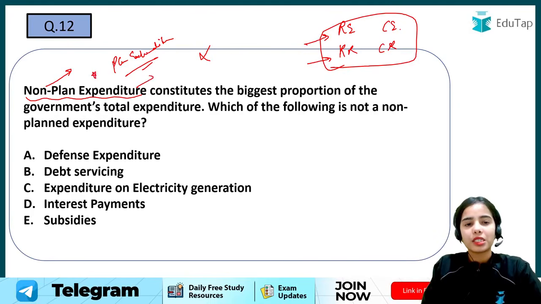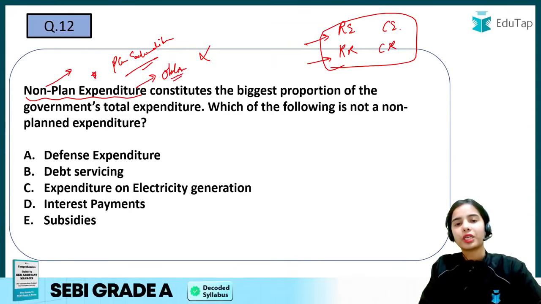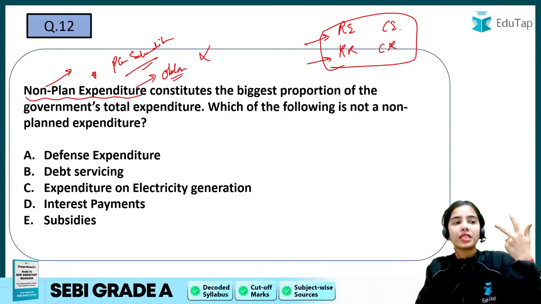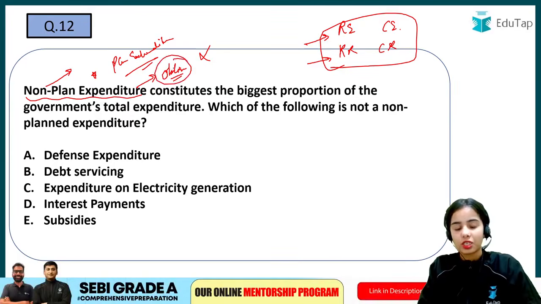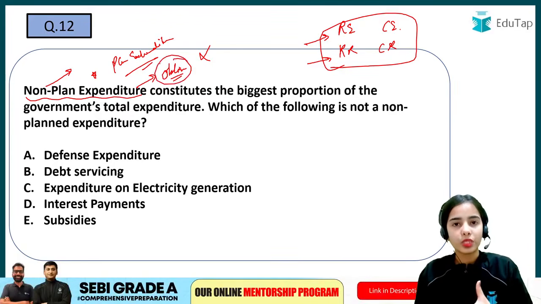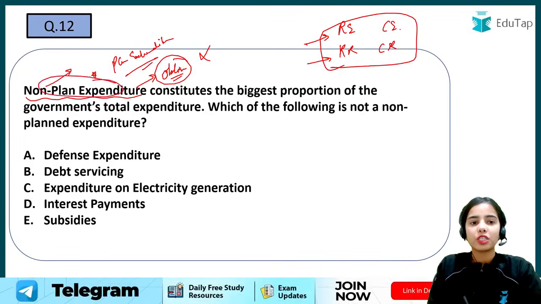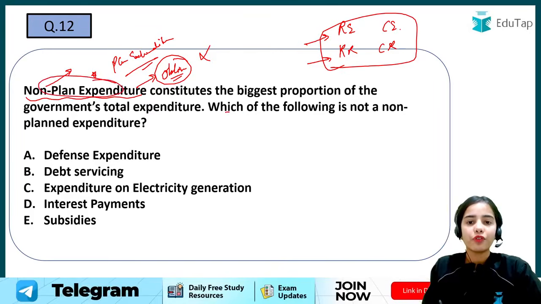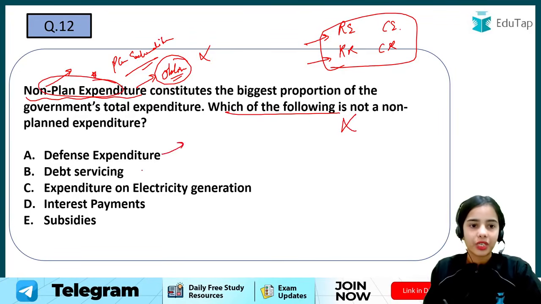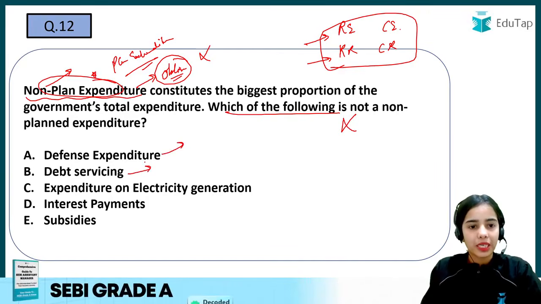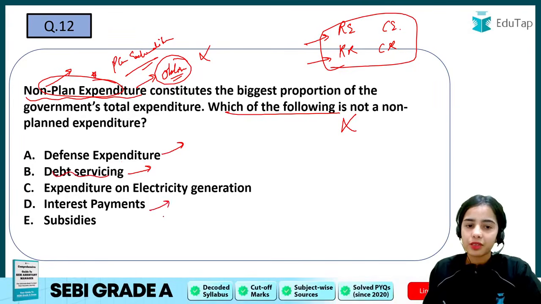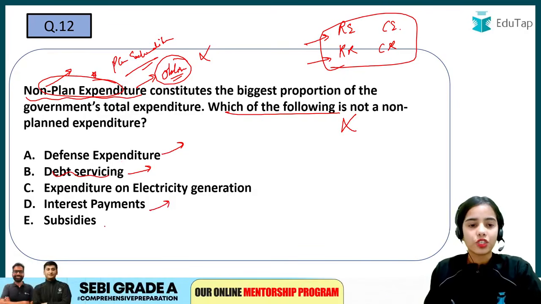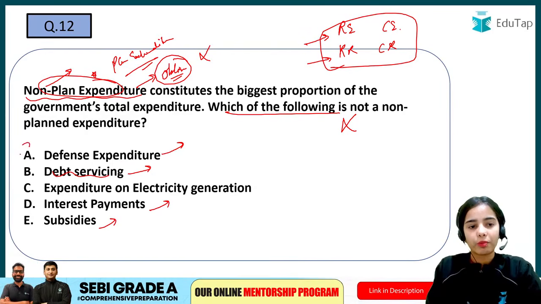Non-plan expenditure is the expenditure that is obligatory in nature, like the salaries, subsidies, as well as the interest payments. The defense expenditure is also obligatory expenditure. That is the government's obligation. So non-plan expenditure is usually the obligatory kind of expenditure. Now, which of the following is not a non-plan expenditure, that you have to tell. Defense expenditure is obligatory. Debt servicing, that is returning the debt or giving interest payments, is also obligatory. Direct interest payments and subsidies are obligatory in nature. So these are the non-plan expenditure.